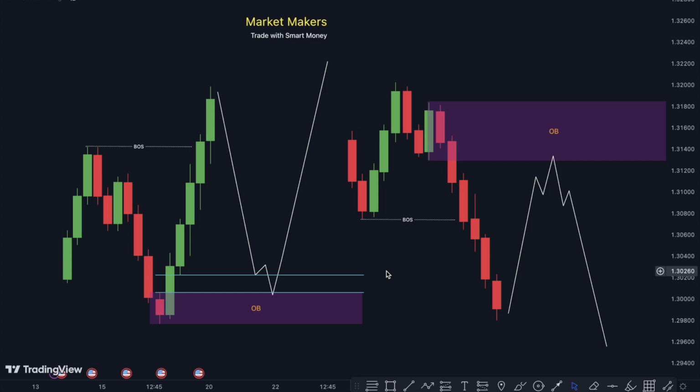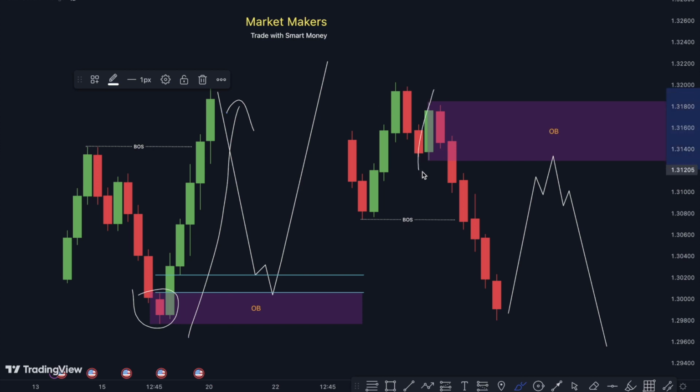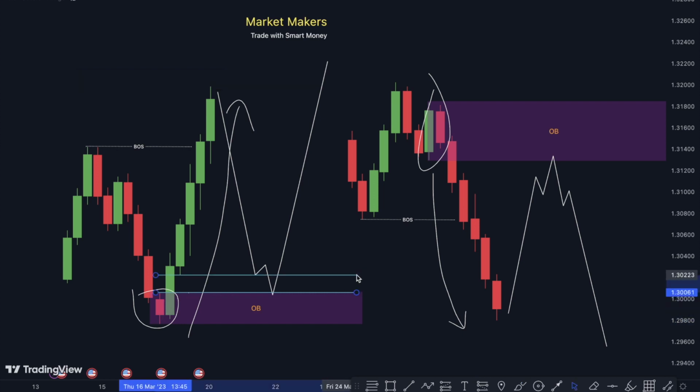Order block is simply the last buying or selling candle before the move. So here you can see this is the last selling candle before this push upwards, right? So this is our last buying candle before this push downwards. An order block can sometimes be a doji, or it could be green or red, it doesn't matter. What matters is the order block should have imbalance. In this case this order block has imbalance in it, and here too you can see this order block has imbalance in it.